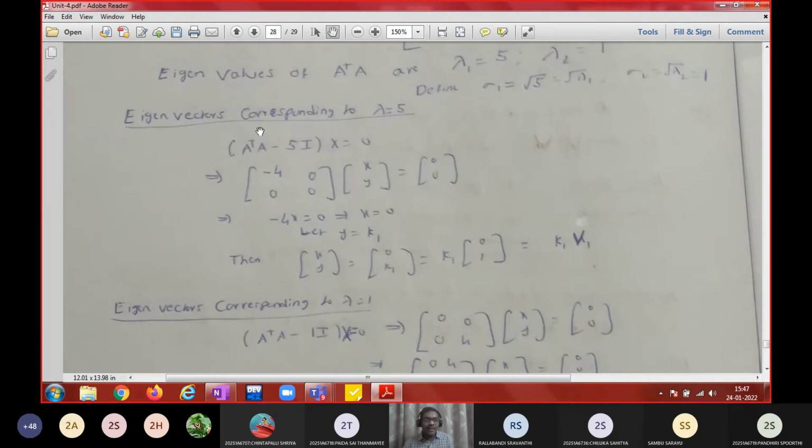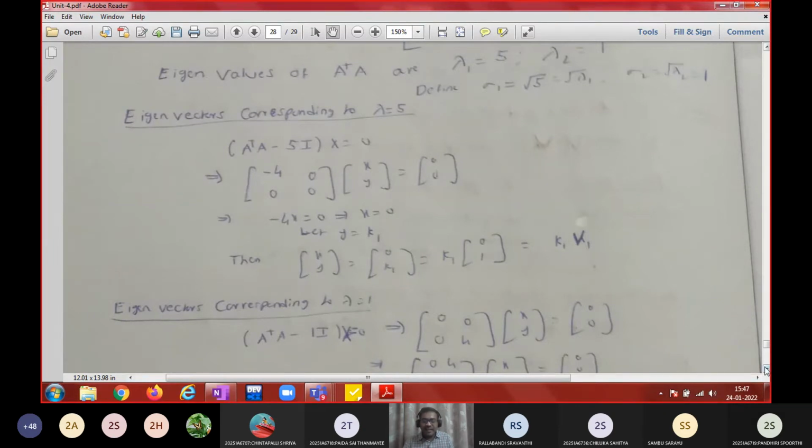For the time being, call this matrix B. So B minus 5I into x equal to 0. This is a homogeneous system. Solve the system and get the solution. The solution is in the form k1 into v1. So this is v1. The first vector is 0 comma 1.